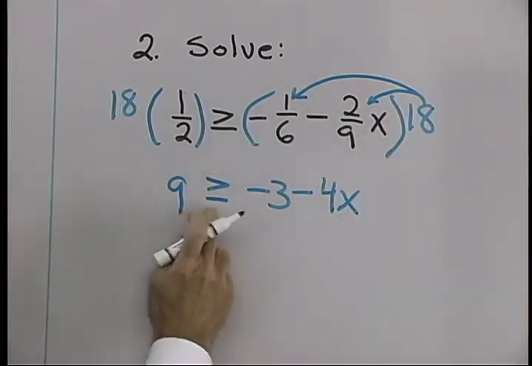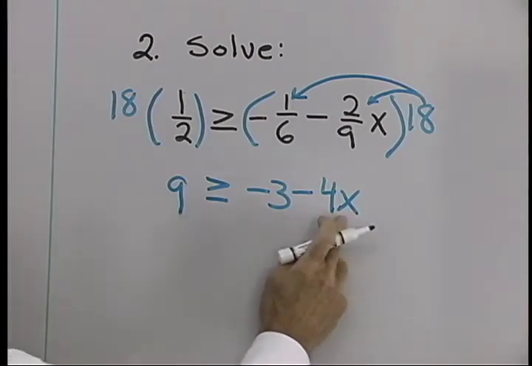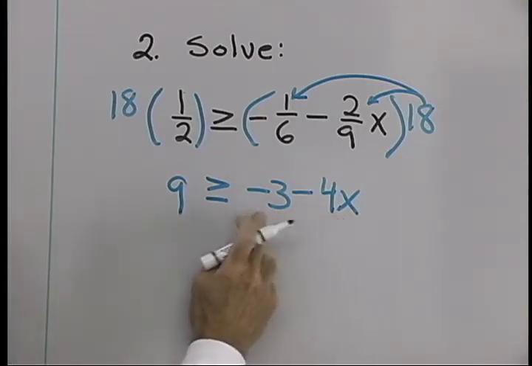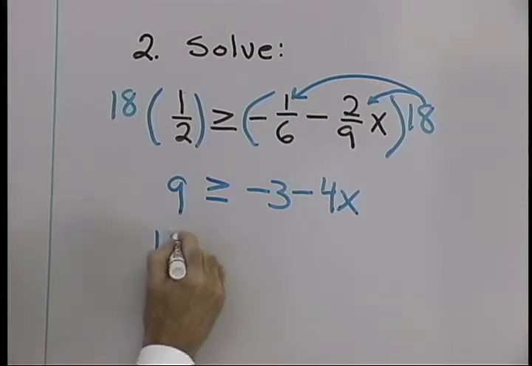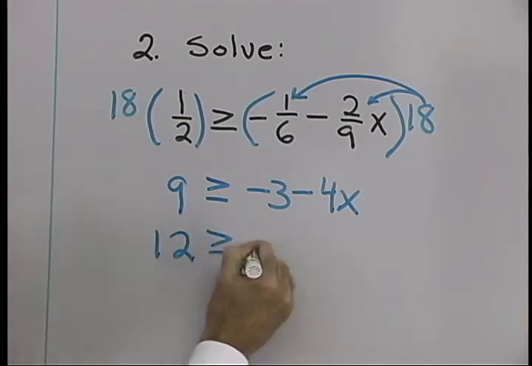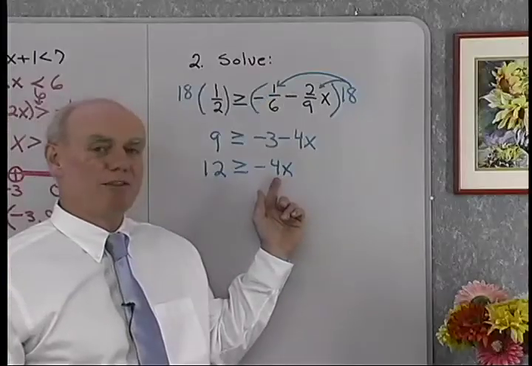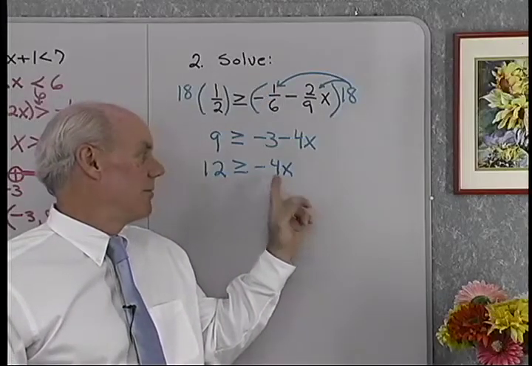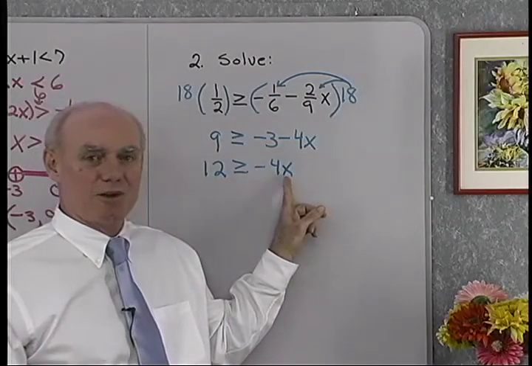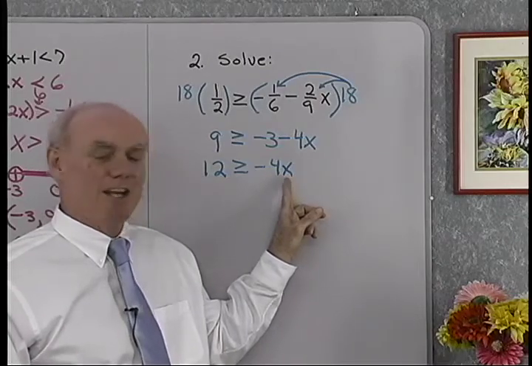So now I have 9 greater than or equal to negative 3 minus 4x. I'll add positive 3 to both sides, so I'll have 12 greater than or equal to negative 4x. Now I'm in that situation again where I have to multiply both sides by a negative number. I want to isolate x on this side, so I'm going to multiply both sides by negative 1/4.